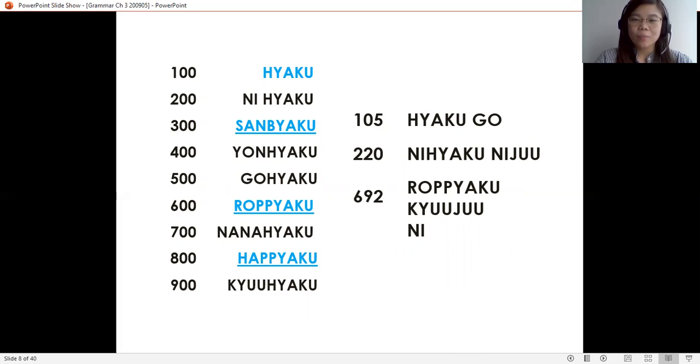Okay, so let's take a look at our examples here. So we have 105. So that's basically 100 and 5. So 100 is hyaku, 5 go. So 105 becomes hyaku go. And then next example, we have 220. So 220 is two hundreds, two tens. So 200 is ni hyaku, 2 tens niju, 220 then becomes ni hyaku niju. Okay, last example here we have 692. So that is 600, 9 tens and then 2. So 600 becomes ropyaku, 9 tens is kyuju, and then lastly 2 ni. So 692 becomes ropyaku kyuju ni.